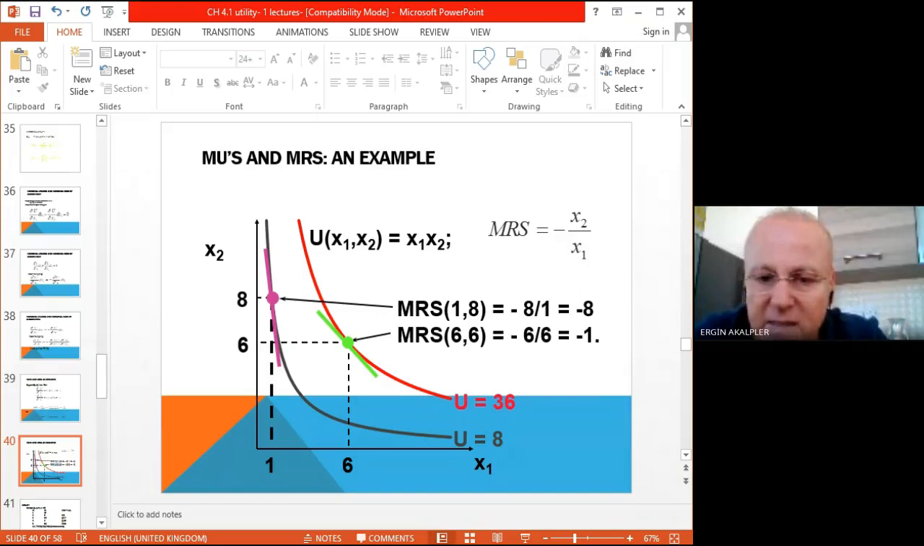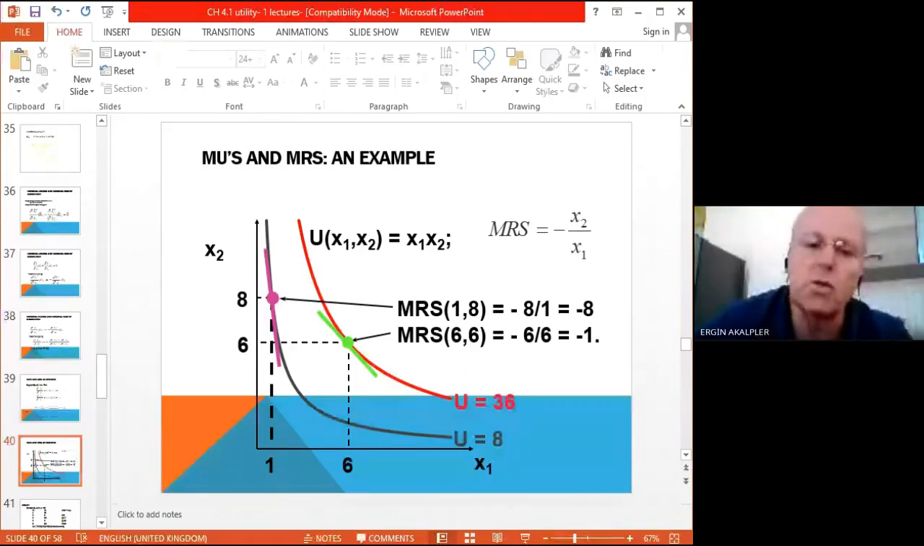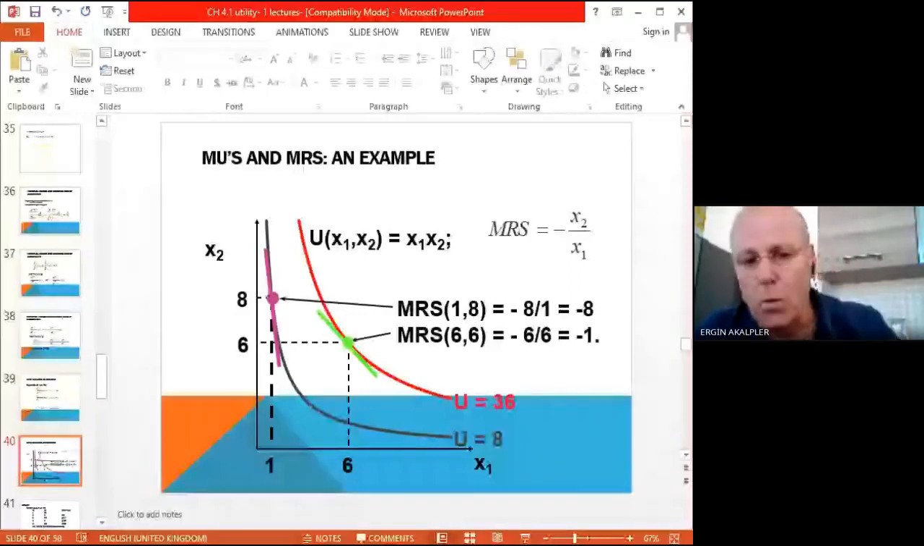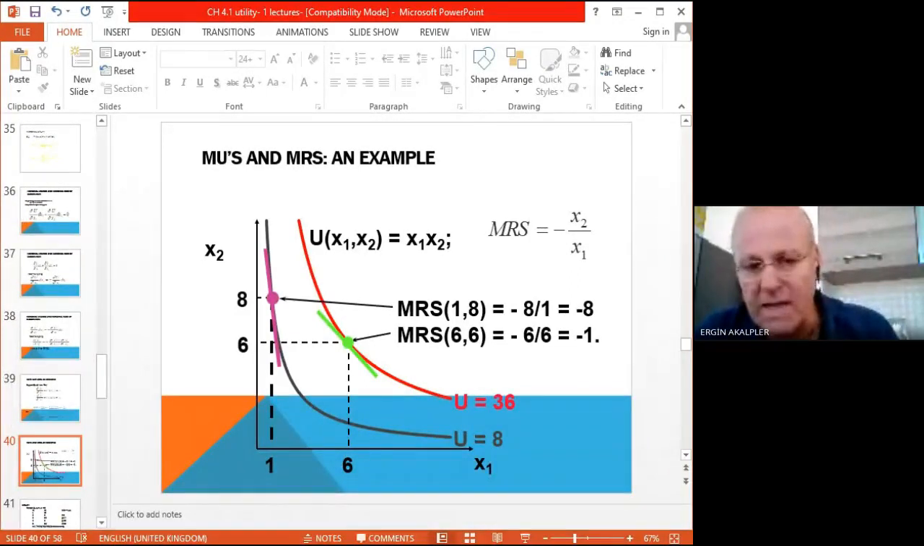Therefore, minus 8 is the result for the marginal rate of substitution, because you have to give up 8 to get 1 unit of this. This is then the scenario, and the marginal rate of substitution is of course minus 1. This is the marginal rate of substitution for the utility function of 36, where x1 and x2 are supposed to be 6 and 6. Therefore, 6 times 6 is 36.